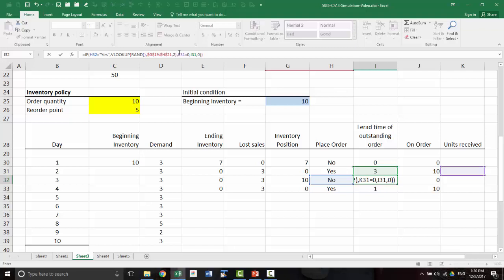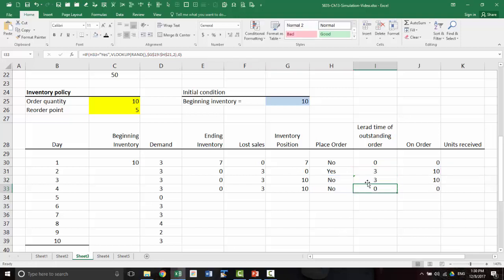Now I need an if there. So it's a nested if condition. Now we copy that down. Then you see that the lead time continues. So even though there is no order here, the same lead time for the outstanding order is maintained. And we need to set this up properly, then you will have 2 only for 2 periods. Let's copy that to the other two, so you'll have a consistent pattern.